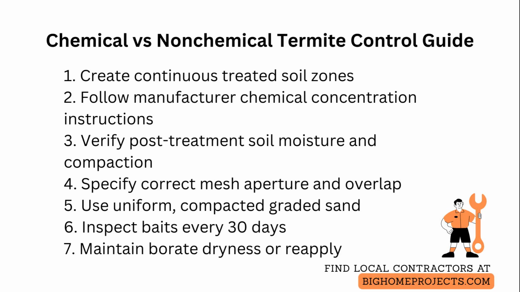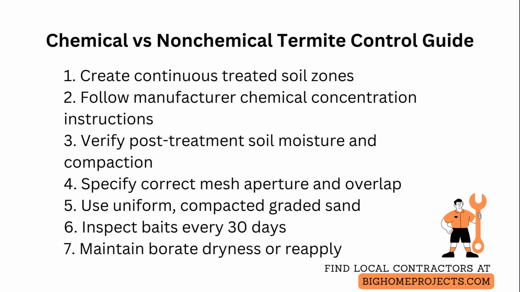rapid dilution or displacement. Non-chemical physical barriers like stainless steel mesh or graded silica sand work by blocking access and are ideal where chemical use is limited, so specify correct mesh aperture, embed depth, and overlap at seams, and inspect prior to concrete pour to prevent installation gaps. Sand must be uniform particle size and compacted to manufacturer density to keep interparticle voids too small for termite movement.